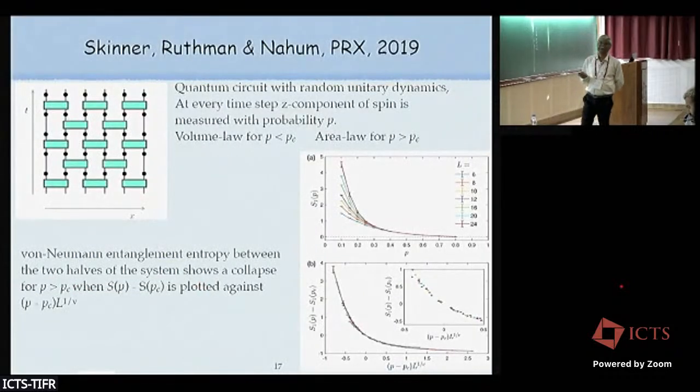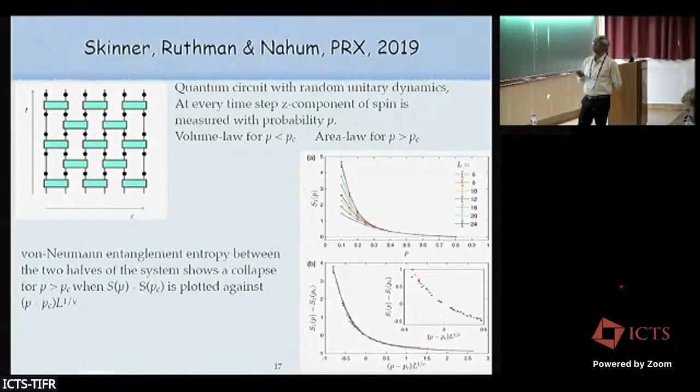Now, here is a brief, one-page summary of the paper by Skinner, Ruhman and Nahum. They had taken a quantum circuit with random unitary dynamics. At every time step, the Z component of spin was measured with probability P, and they found that the volume law exists for P less than PC, some critical value, and area law for P greater than PC. So P is the probability of measurement. In our case, tau is the interval between two measurements. So in a given time interval, I make more frequent measurements, and the measurement becomes more probable when my tau is smaller. So large P basically corresponds to a smaller value of tau.